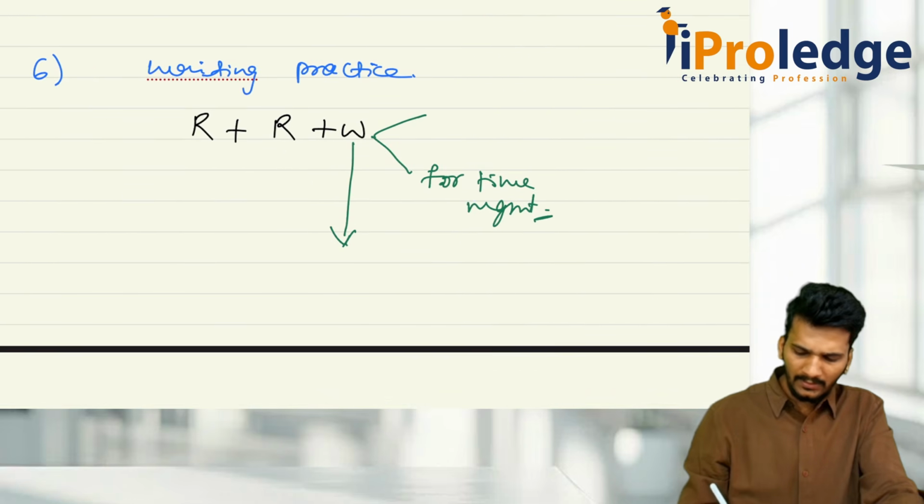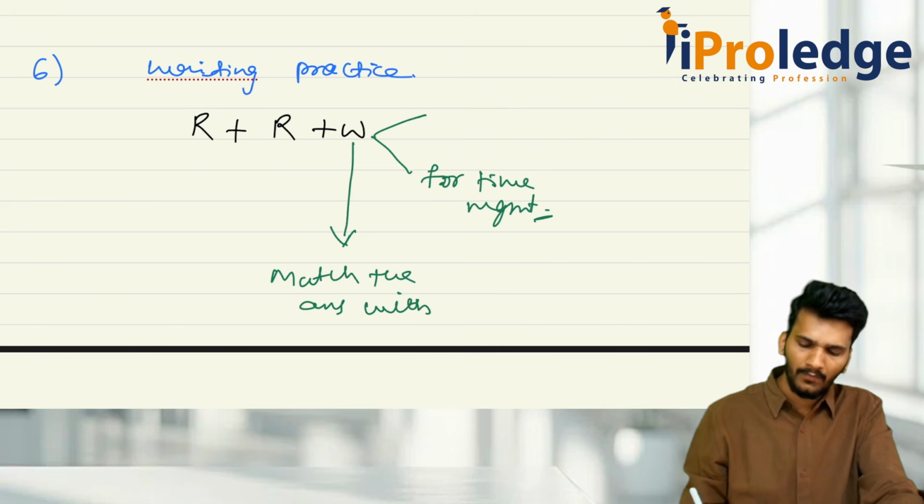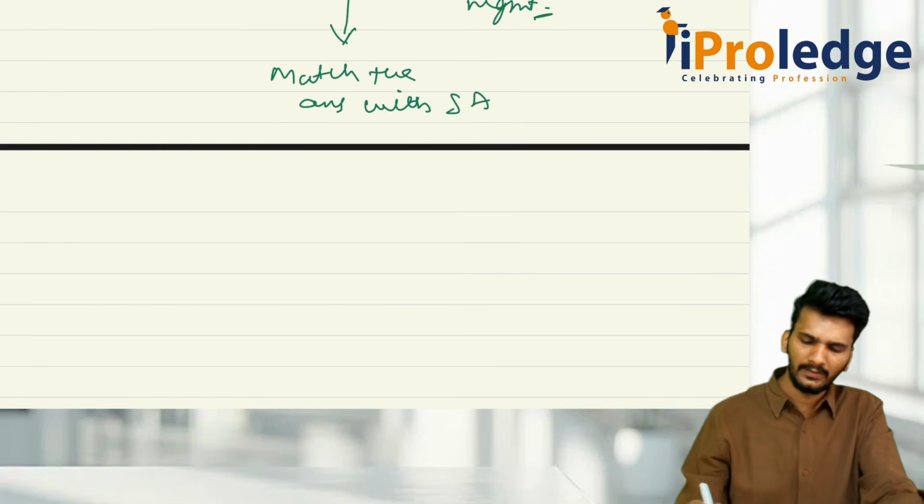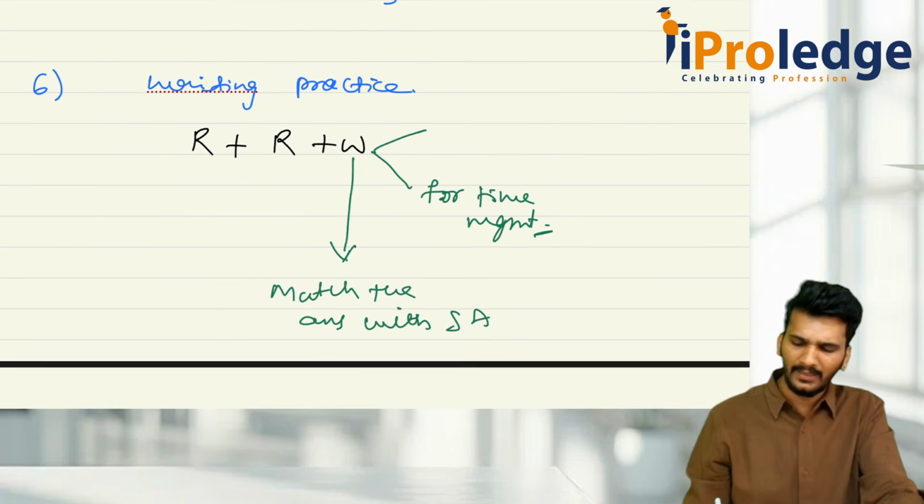So the next thing is match. You can match the answers with the suggested answers of ICAI. Anyway, our answer is also the suggested answer of ICAI only, there is nothing else. So you have to do this. Once you complete all these things, so how do I write the answer?